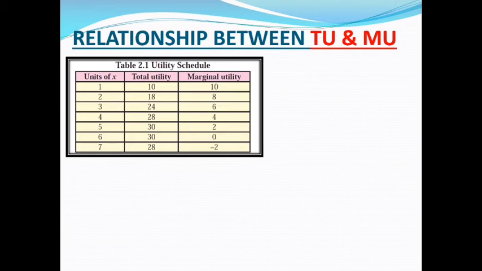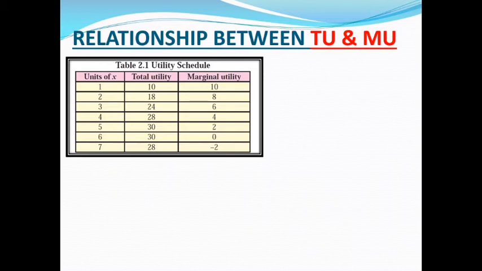Similarly, as we move forward and keep on consuming one after the other, we keep on consuming units of commodity X, total utility is always going to increase because it is the aggregate value, it is the addition. But marginal utility is diminishing or declining because we are getting more and more satisfied.